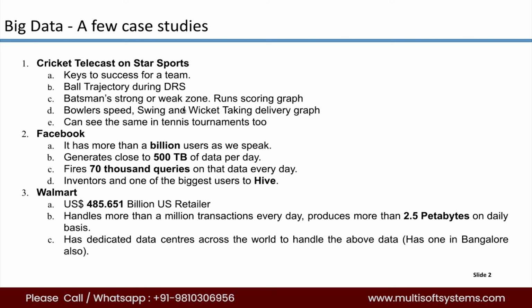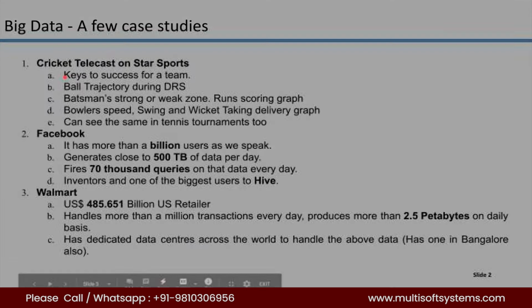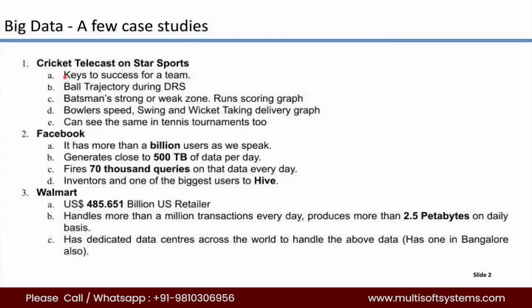So something like keys to success for a team. Let me just take out this pointer, a very useful pointer over here. Keys to success for a team. So if, for example, Rohit Sharma hits a century, there is a highly likely chance that Mumbai Indians is going to win. Or if Bumrah is going to take 4 wickets, or bowl some 15 dot balls, there is a highly likely chance that Mumbai Indians is going to win. Not to say that I'm a Mumbai Indians fan. I'm a cricket lover, so I love all the teams.